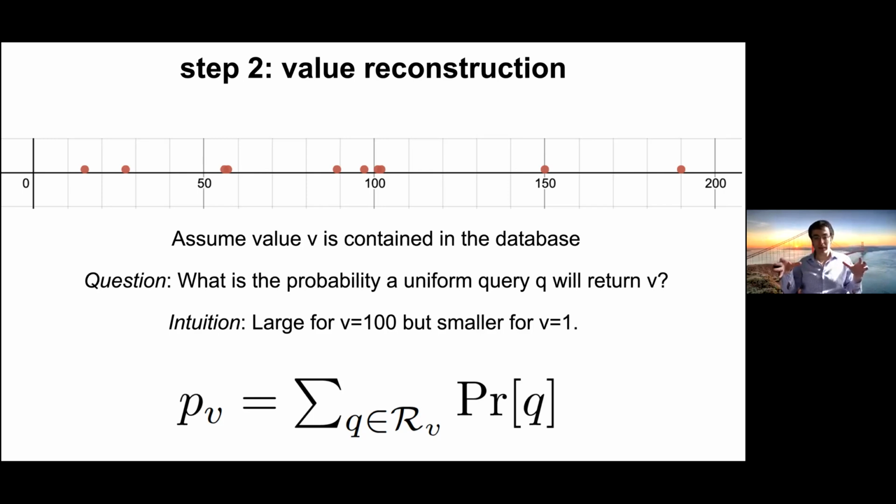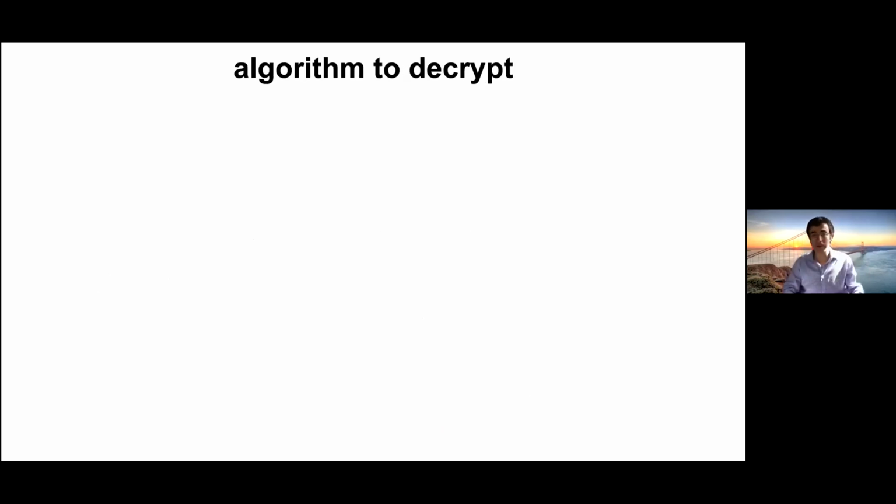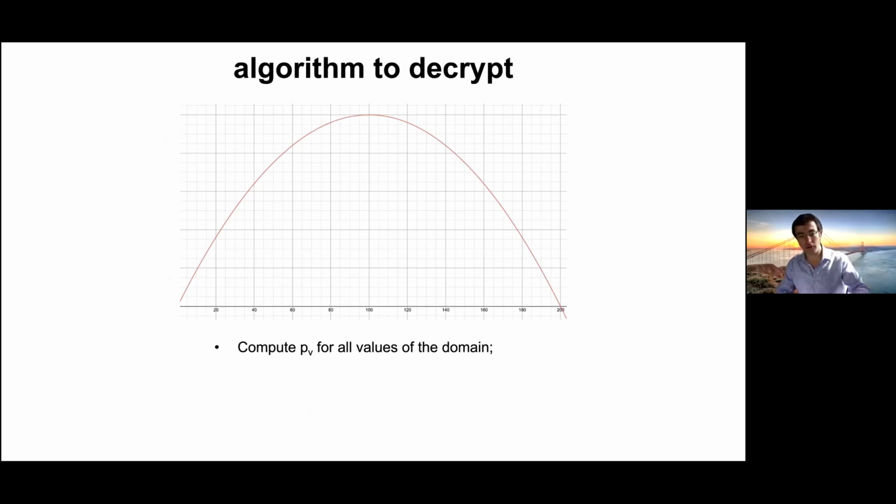Now, even without observing any queries of the client, we can compute this probability. We can compute this probability table that gives you a specific value for every value in the domain, assuming the queries are uniform. So this is what we're going to do. The algorithm works as follows: we compute this P_V for all values of the domain. If you compute it, it comes out as this nice curve, a parabola. And again, the reason the probability is bigger for 100 is that there are many more range queries that return this 100.